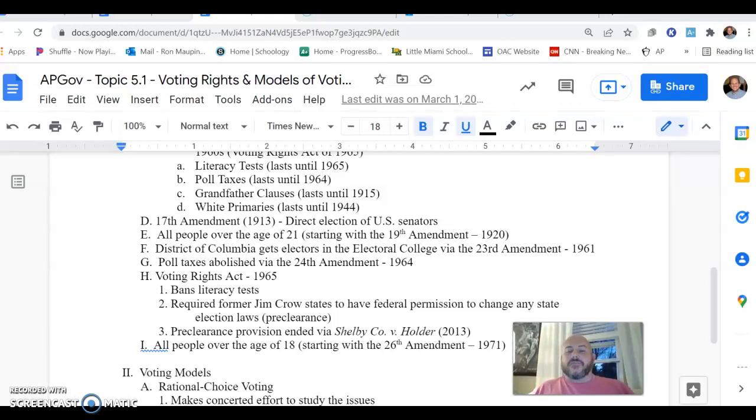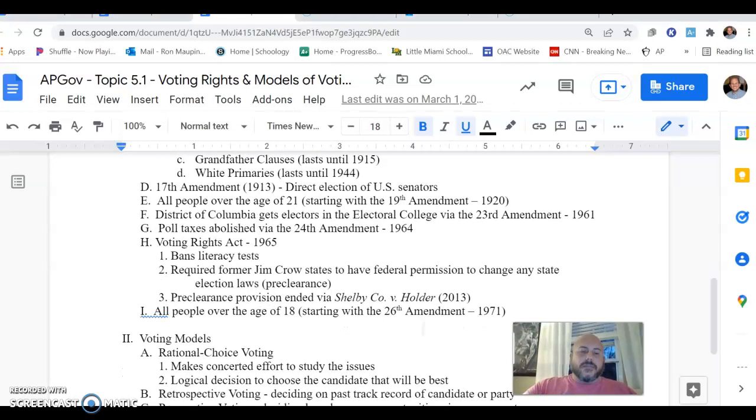That seemed pretty anti-small d democratic. So this was the rationale to lower that age. Basically, if you're old enough to fight and die for your country in the military, you're old enough to be able to vote.